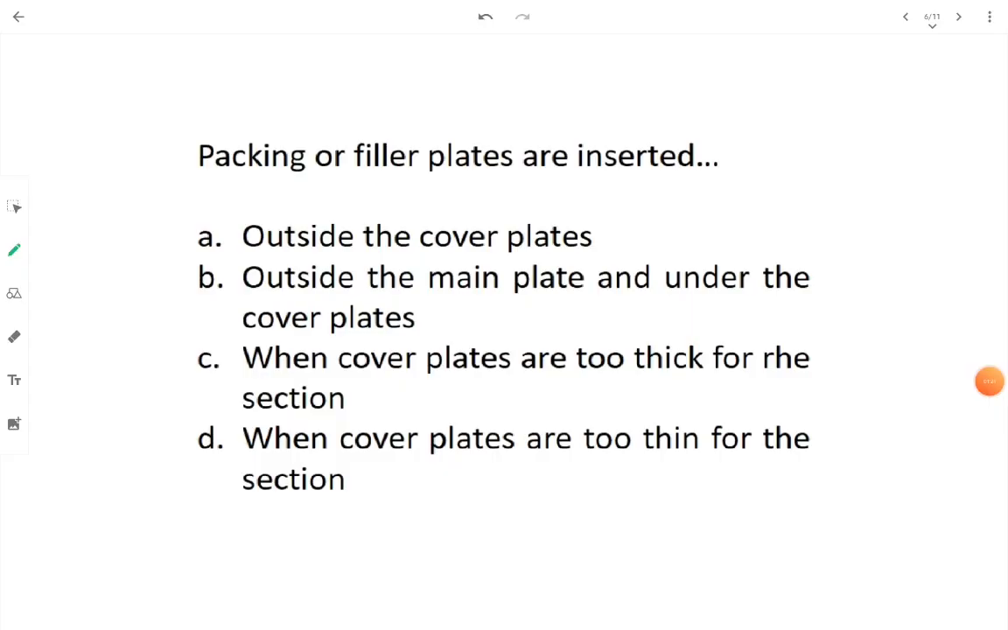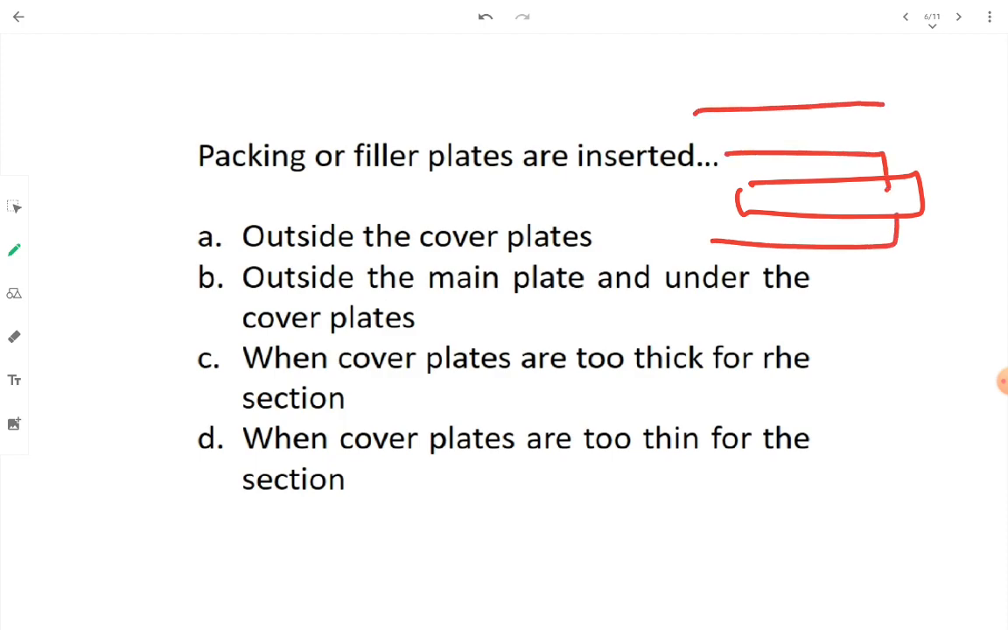Then packing or filler plates are inserted outside the main plate and under the cover plate. For example, let's say this is the main plate, then outside the main plate two packing plates will be provided, then cover plates are provided over them. Okay, this is a packing plate, and this one is also a packing plate, outside the main plate and under the cover plate. Okay, option B should be the one.